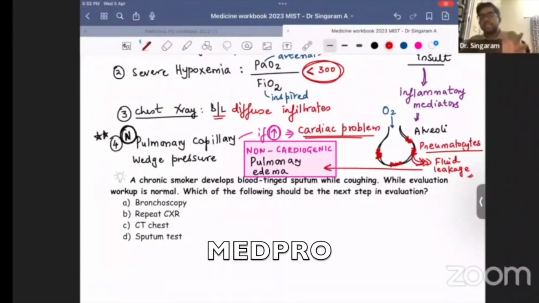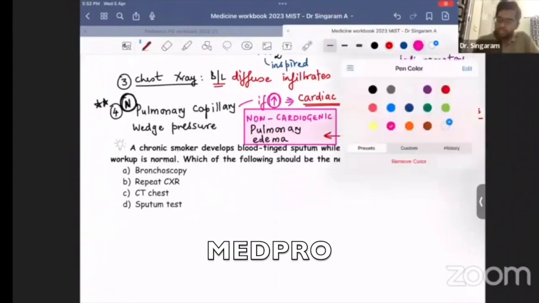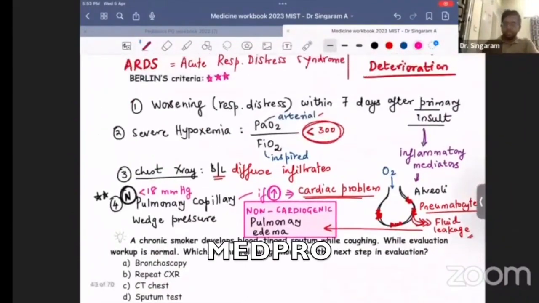is increased, it indicates that there is a problem in the heart. If the pulmonary pressure is not increased, it means the problem is in the lungs only. That is what I'm trying to tell you. Just for your exam purpose, you just write what is the normal pulmonary capillary wedge pressure. It is something which is less than 18 millimeters of mercury. That's all. That is what is called normal pulmonary capillary wedge pressure. Are you able to follow this?